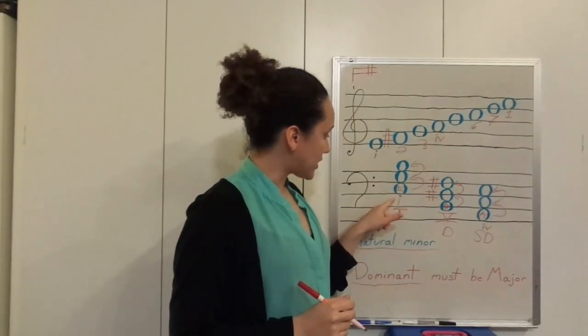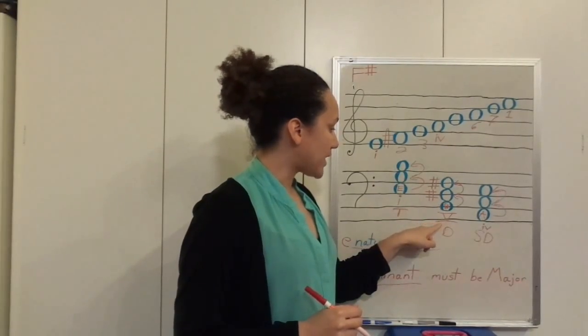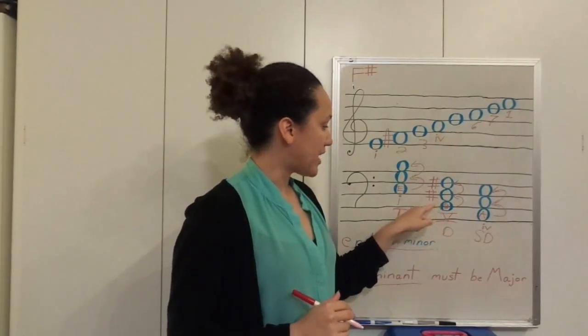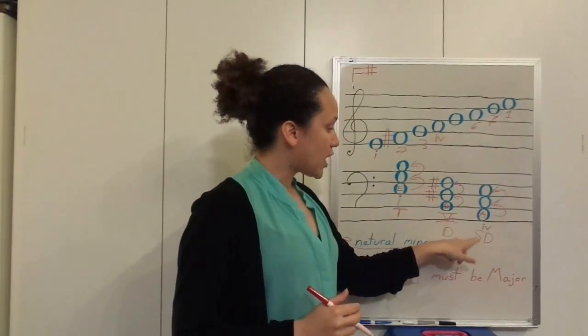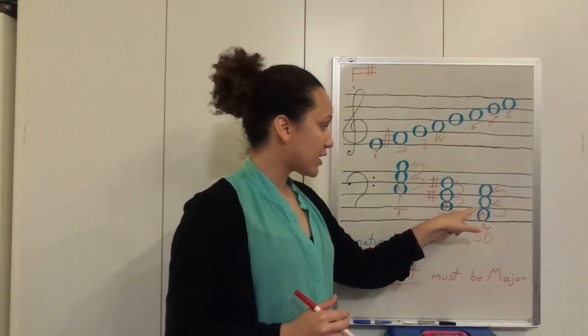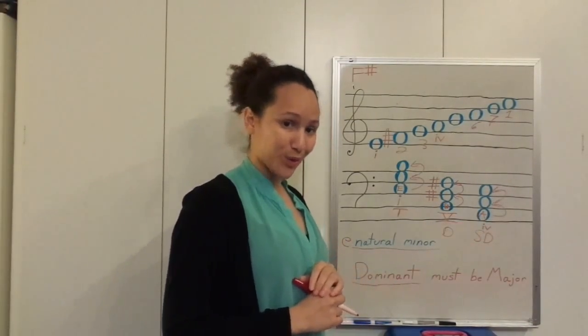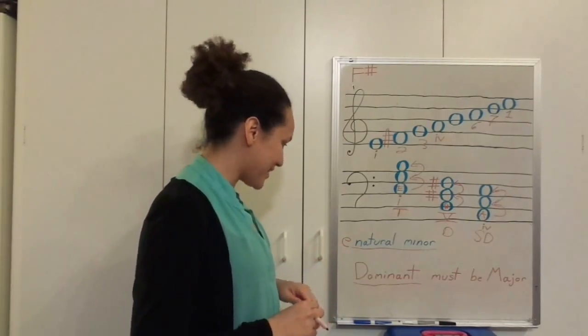T for tonic, that's our 1 chord, E minor. D for dominant, that's our 5 chord, and 5 being major, so we have B major. Dominant, always, always, always major. Subdominant, minor, our 4 chord, lowercase for minor, and our A minor chord. So those are it for E minor.